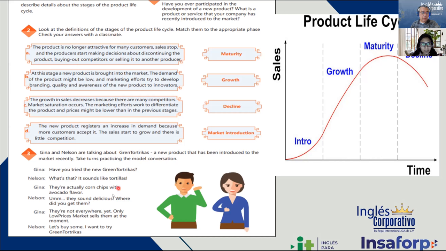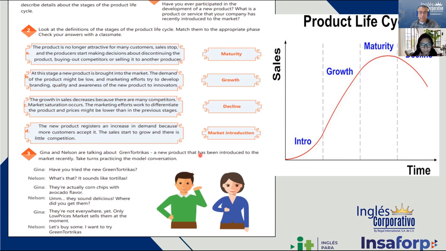Now, what about these two words? Market recently. Very good. These two? The model conversation. Model. Is it model or moral? Okay, it's like this: model. Model conversation. Very good. Model.